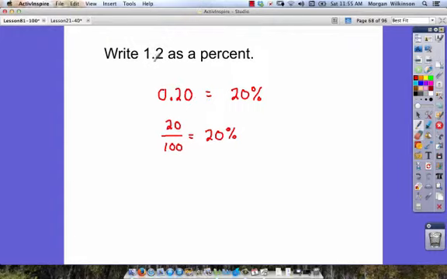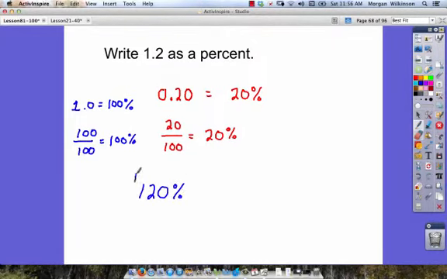But in this problem we have 1.2. So if 0.2 is 20%, then 1.0, that must equal 100%. Because that's the same as saying 100 out of 100, which is definitely 100%. So what we need to do to figure out our answer is add those together. Well, if we have 100% and we have 20%, we must have 120% as our answer. We figured out our problem. We can move on to the next one.